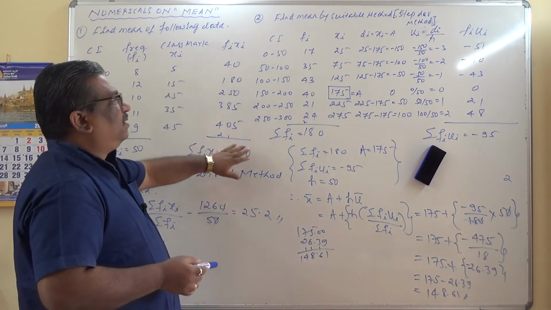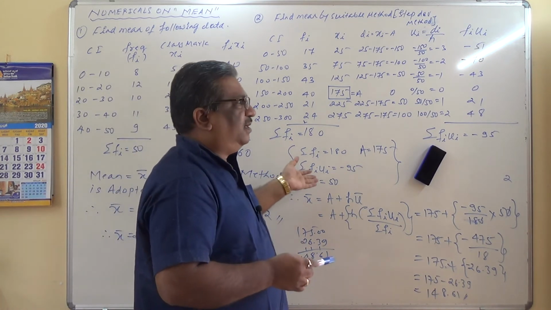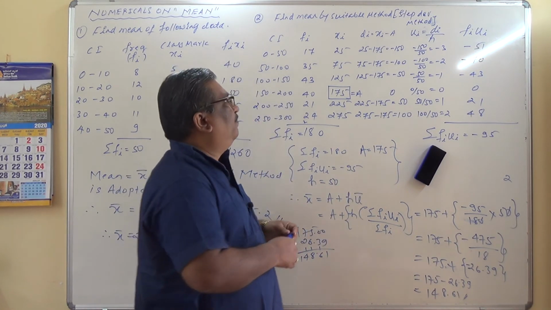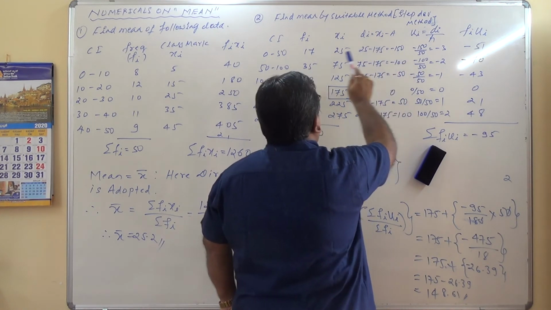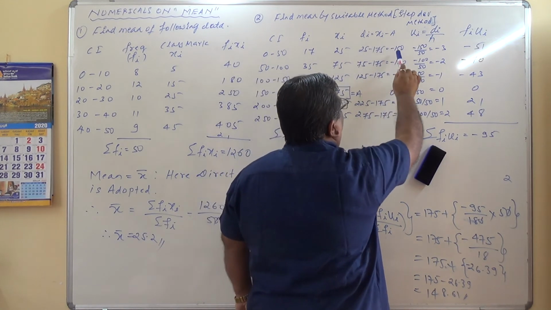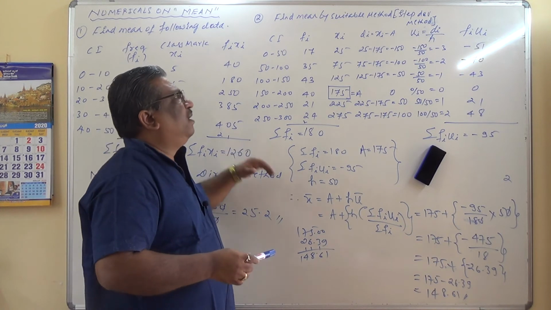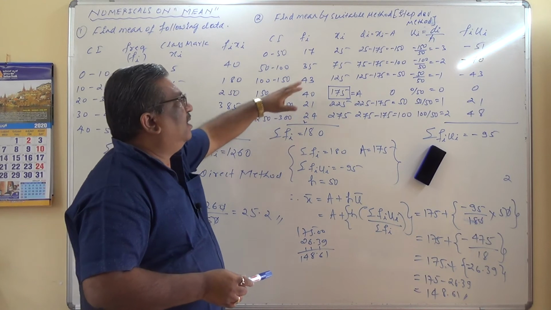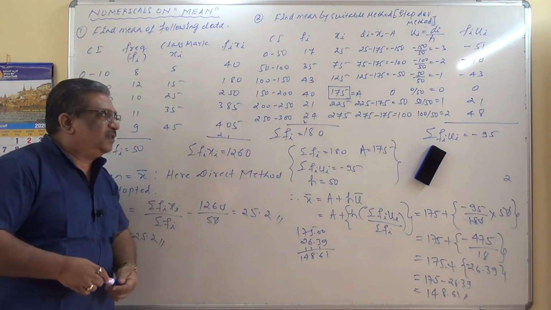So here we adopted the step deviation method. There is not much difference between the step deviation method and the other method, the shortcut method, which is the assumed mean method. There it stops here itself. In the assumed mean method, we have to find fi into di, here 17 into minus 150 and so on. Of course, that will be a quite larger number, isn't it? Therefore, I adopted the step deviation method rather than the assumed mean method. Okay, so make a note of all these things.